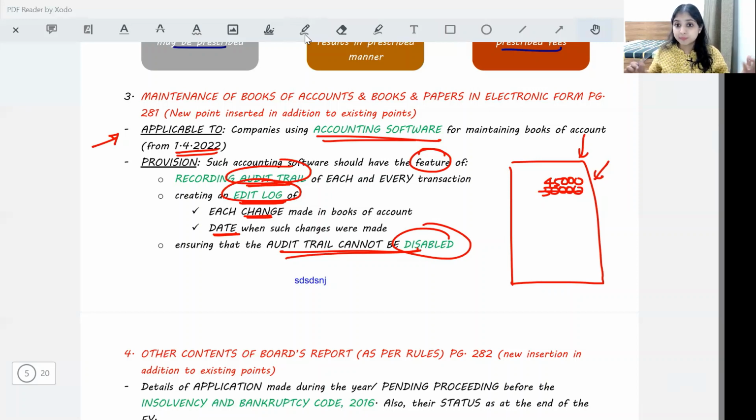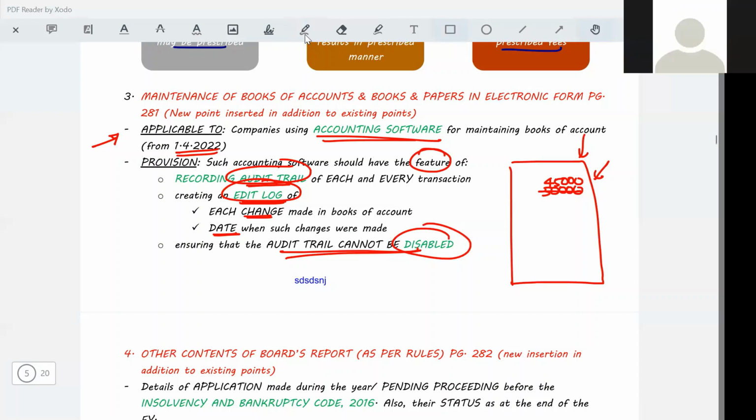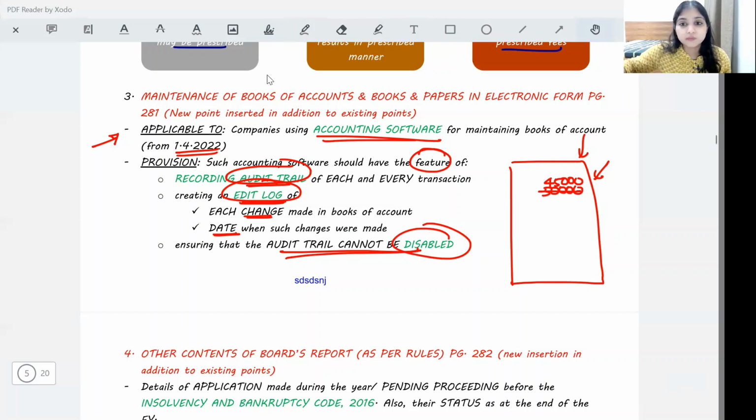So this is my third point. Not a very, very significant point, but just be aware of it. May be tested as a part of your MCQ questions, possible. Applicable only from 1st April 2022 onwards. In case you're using an accounting software, the accounting software should be such that it has the feature of recording audit trail. Recording audit trail.